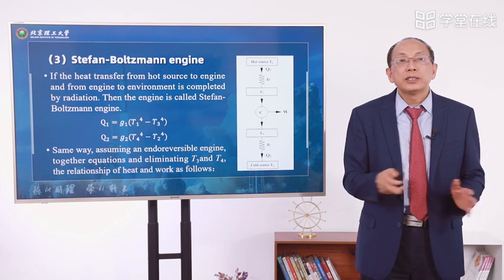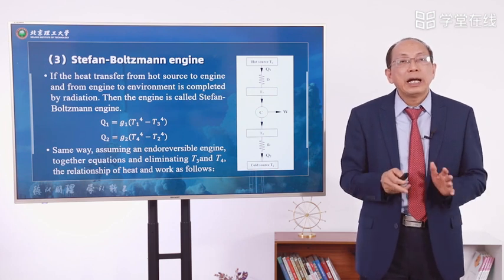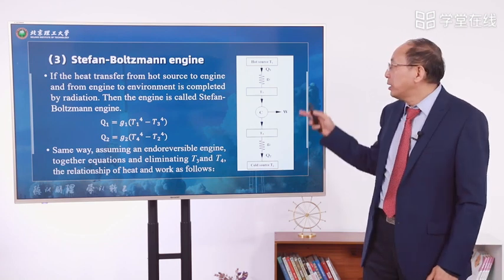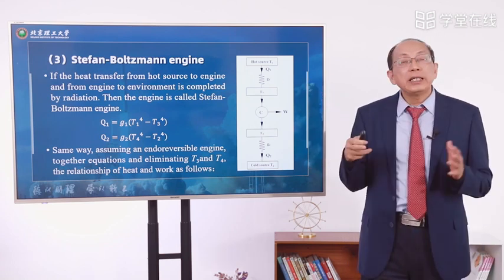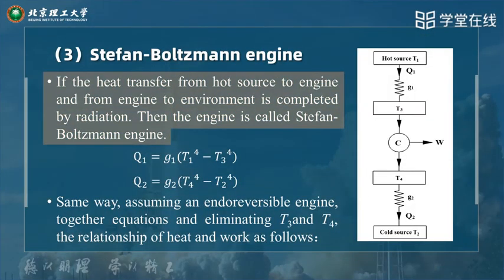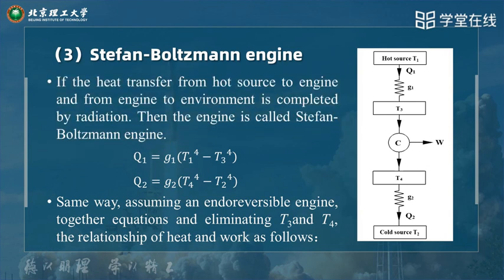Okay, the third very special engine is the Stefan-Boltzmann engine. The Stefan-Boltzmann engine is similar to the CA engine, but we assume the heat transfer from the hot source to the engine and from the engine to the environment is completed by radiation. Then the engine is called the Stefan-Boltzmann engine. Here the heat transfer is only by radiation.